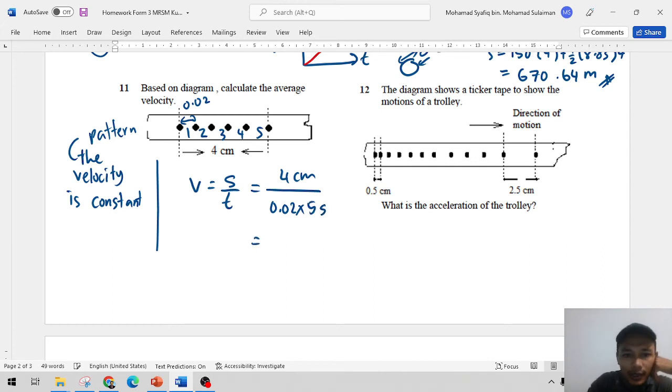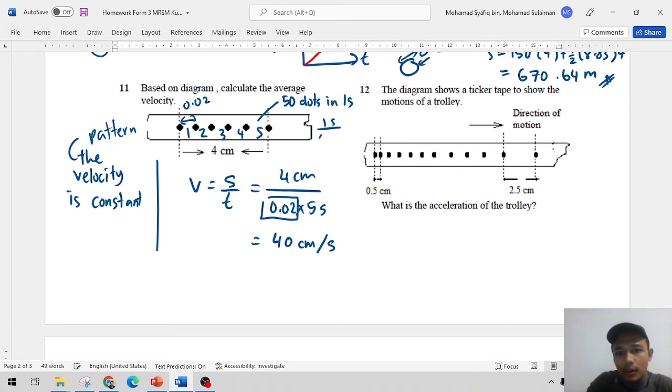This will give us 40 centimeters per second. Okay, how do we get 0.02? Because the ticker timer will click 50 dots in 1 second. Okay, so 1 second divided by 50 will give us 0.02 second.